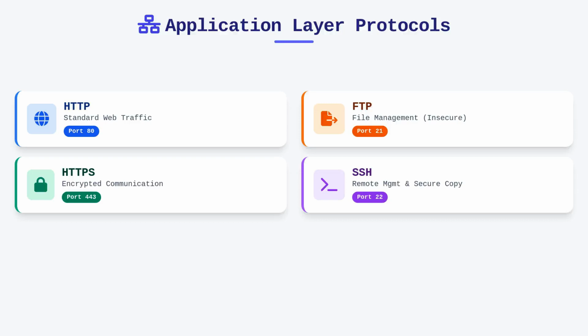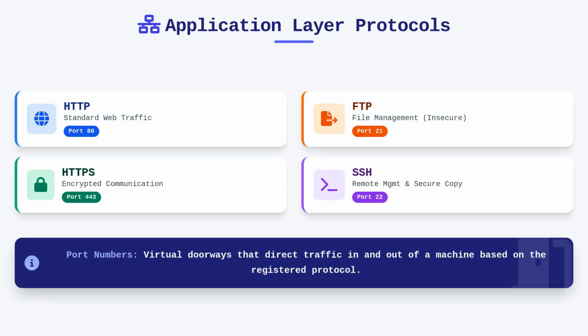Each of these protocols is associated with a standard registration known as a port number, which acts as a virtual doorway through which traffic enters and exits the machine. HTTP operates on port 80, while its secure sibling HTTPS utilizes port 443 to manage encrypted sessions. Similarly, FTP typically uses port 21 for control signals, while Secure Shell listens on port 22 for administrative logins.